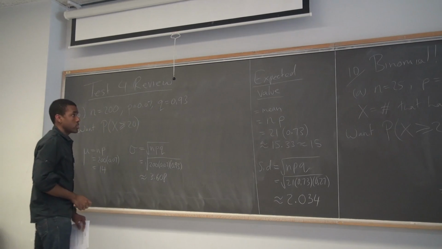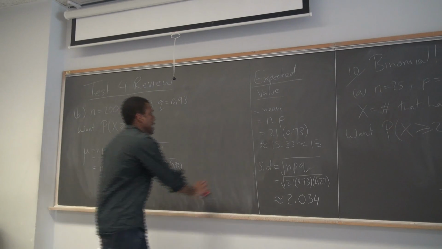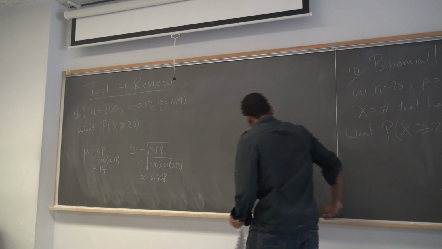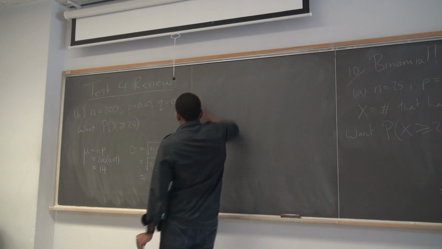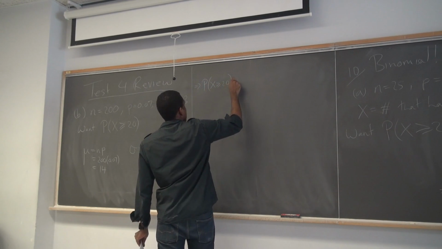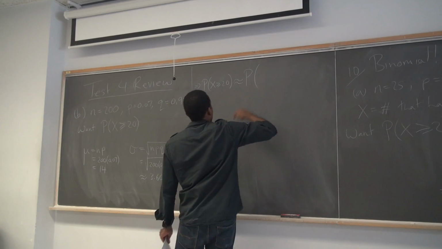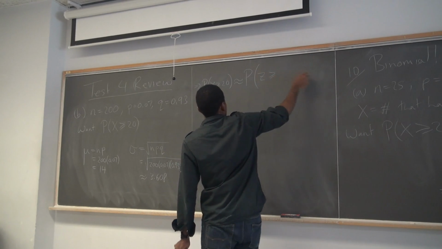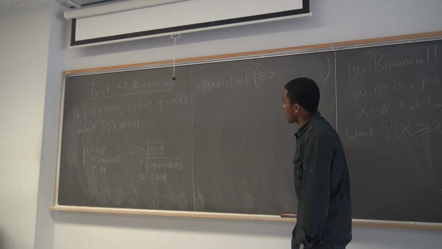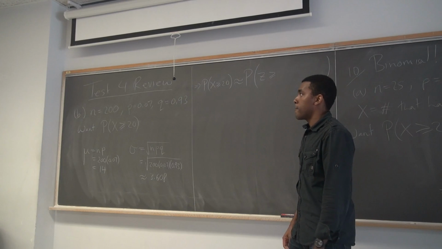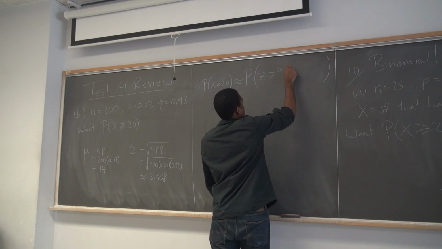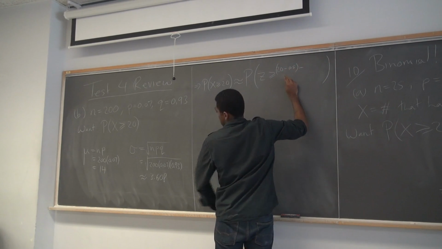3.608. All right, so given that information, we can say that the probability that x is greater than or equal to 20 is approximately equal to the probability of what? Z must be greater than or equal to 20 minus 0.5 minus mu over sigma. Right, you have to do continuity correction, remember that.